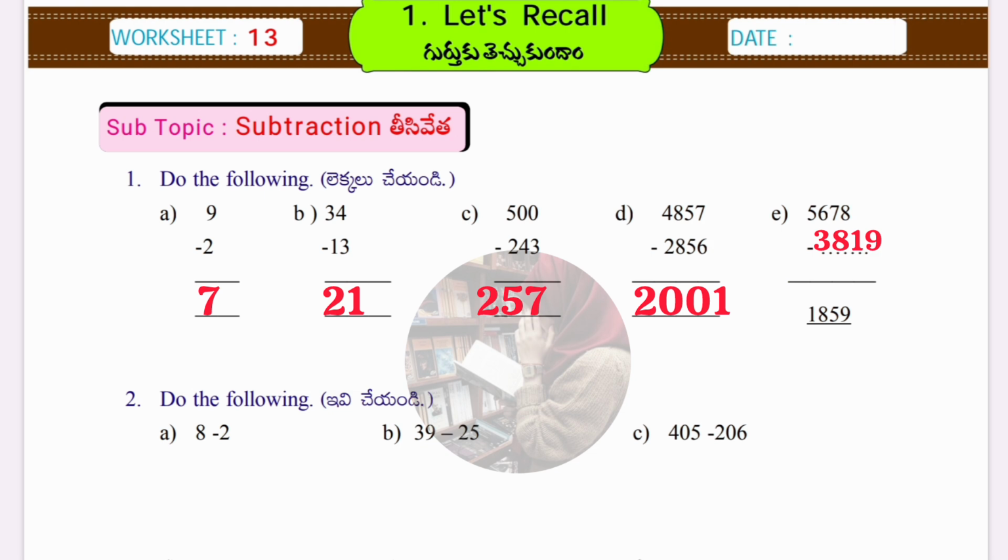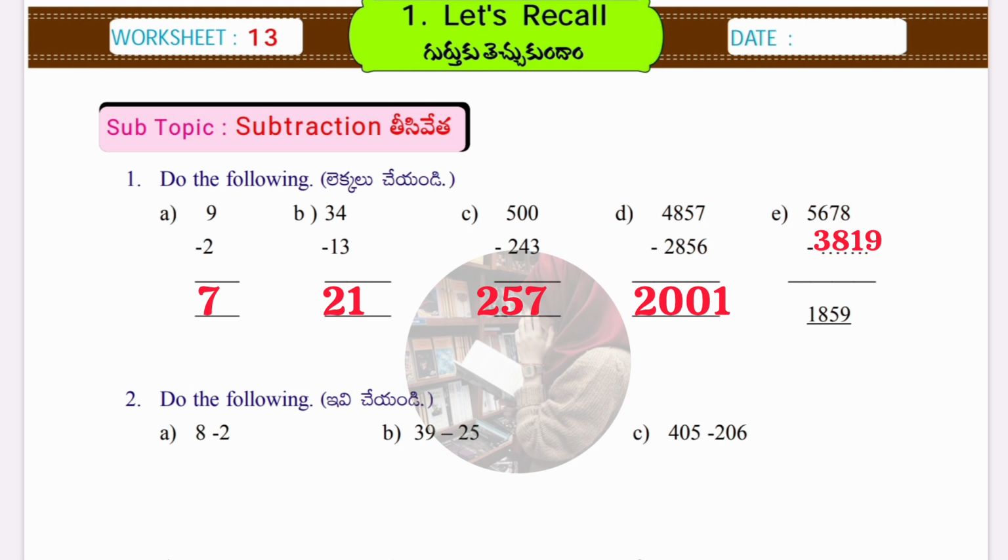Okay, now we'll do the subtraction for the given numbers. First one: 9 minus 2 is 7, and 34 minus 13. You can do it one by one. 4 minus 3 is 1, 3 minus 1 is 2.